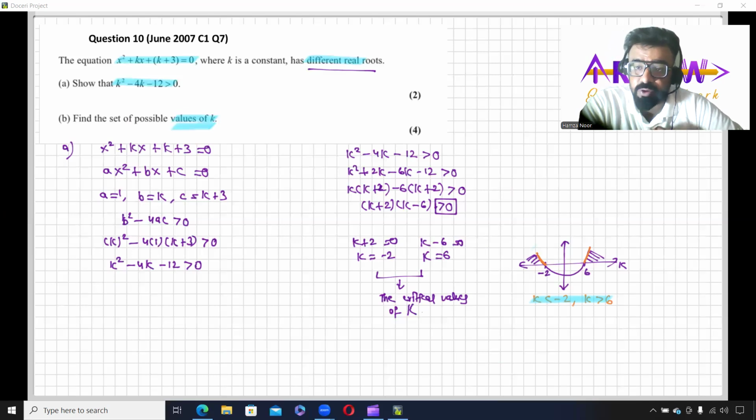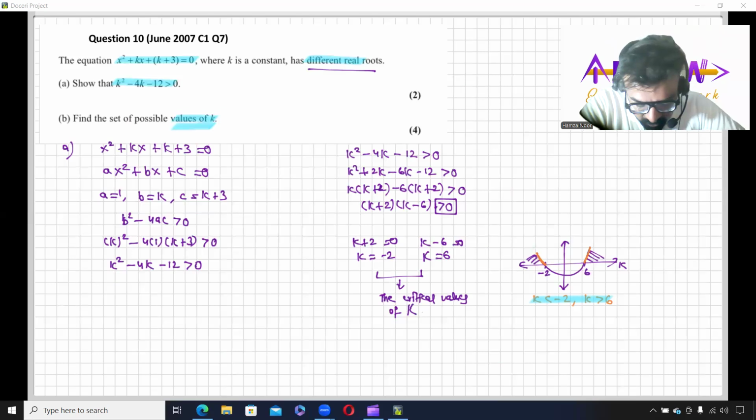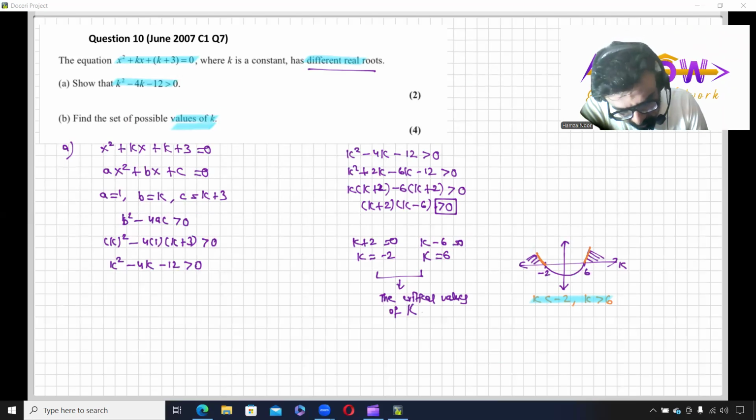In the way you solve the quadratic inequality, usually the quadratic inequality is given to you in terms of x. However, in this case, the quadratic inequality is given to you in terms of k, so your answer would be in the form of k. So k is either less than minus 2, or k is greater than 6. So this was this question. All right, now let's have a look at another question.